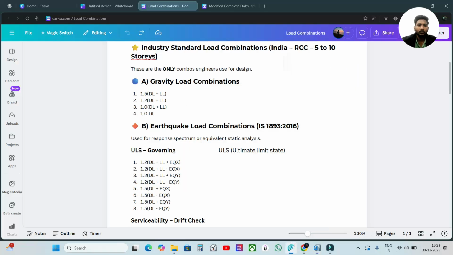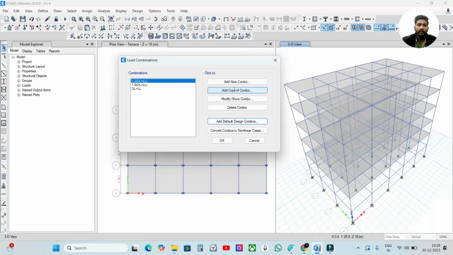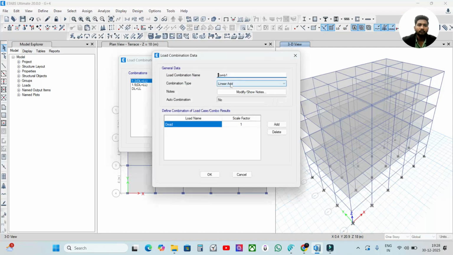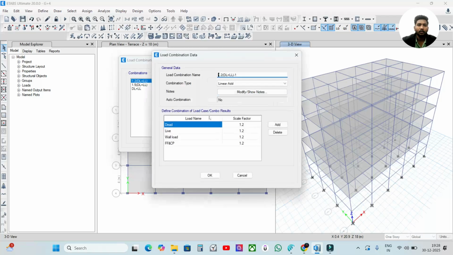Now in the same way we need to add the different earthquake loads. First of all we will add this load. We choose this, Control C, then go here and choose Add New Combo. Then I will choose 1.2 dead load plus live load plus earthquake in X. So I will cancel out and choose dead load plus live load, with 1.2, and click on Add Copy of Combo. Here we have added the combination.